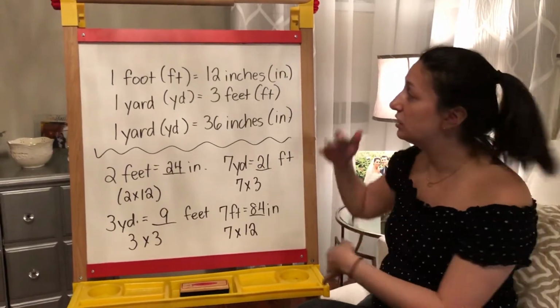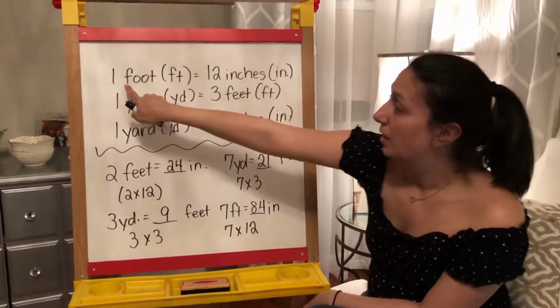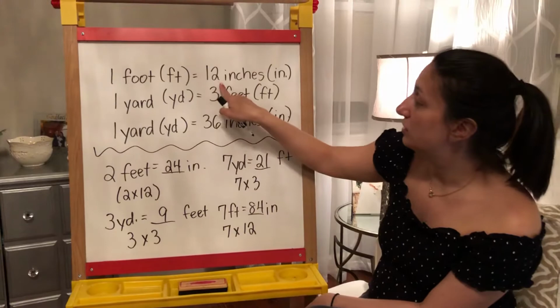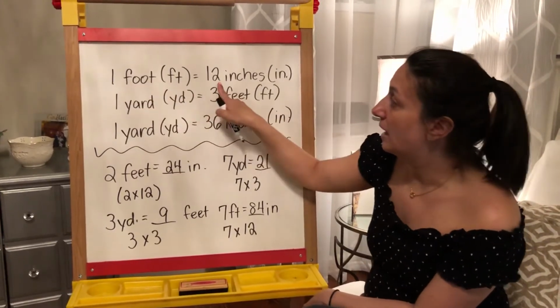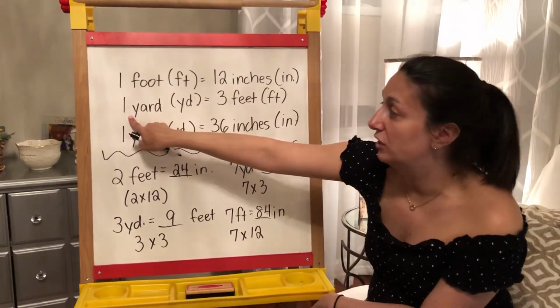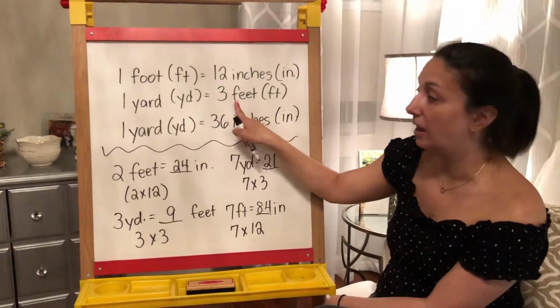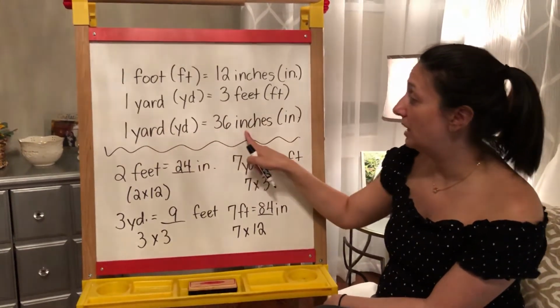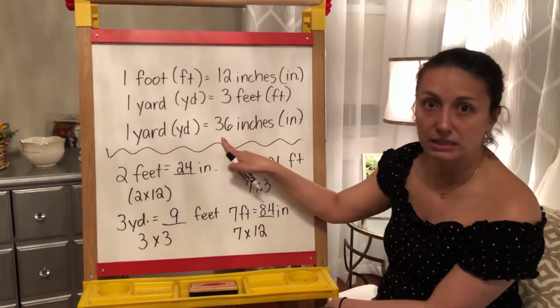So all you're doing is multiplying. If you're looking for feet to inches, you're doing times 12. For every yard, you're multiplying it by 3. If you're figuring out how many yards to inches, you're multiplying it by 36.